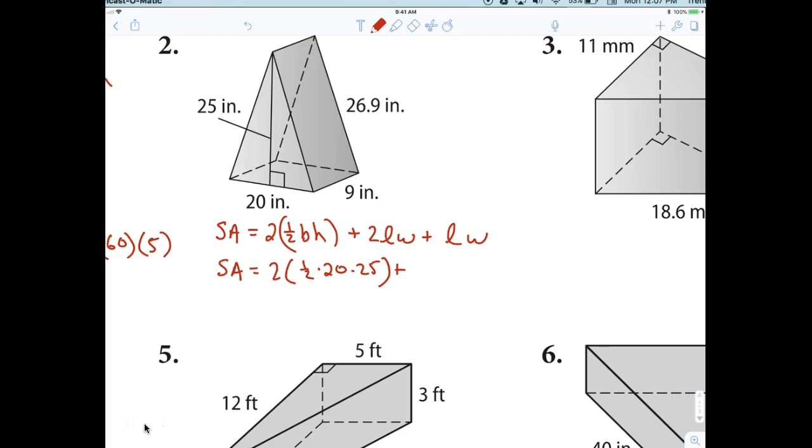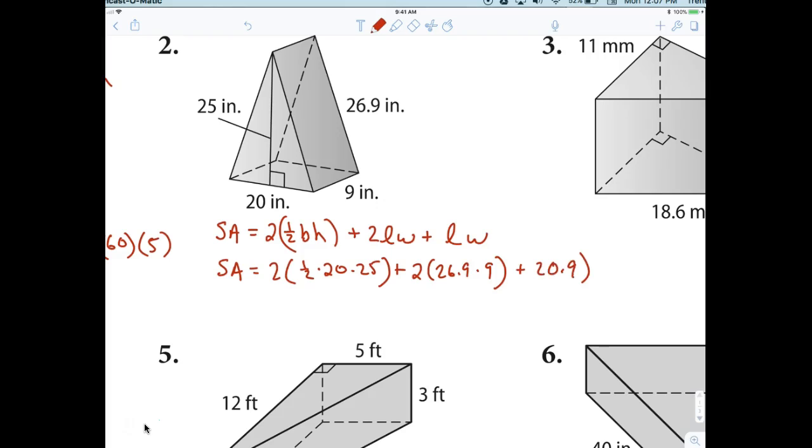Now, what are the dimensions of the rectangle that has the same area? 26.9 and 9. Yes, 26.9 and 9. So that'd be plus 2 times 26.9 times 9. Now look up and make sure you heard me on that correctly. Does everybody agree with me that 26.9 times 9 is twice, right? And then the other one would be what?